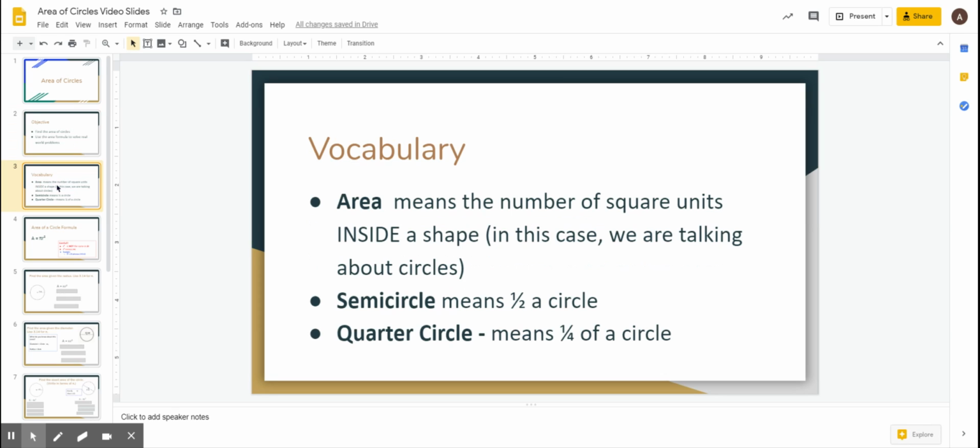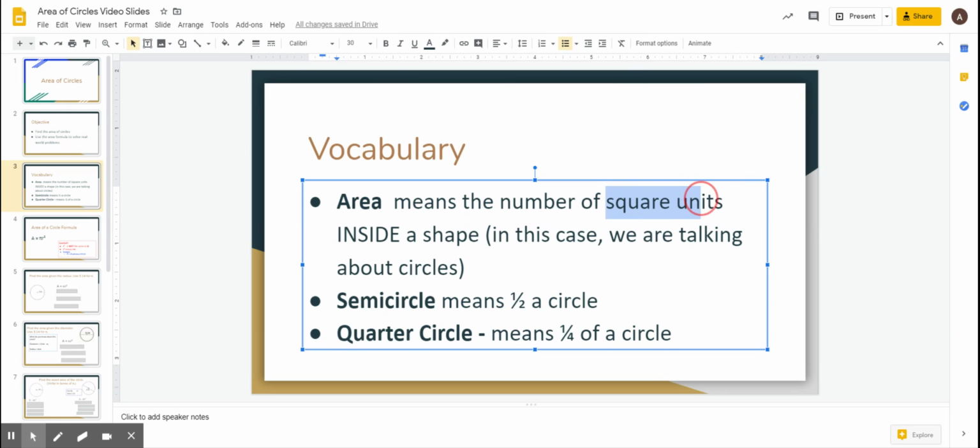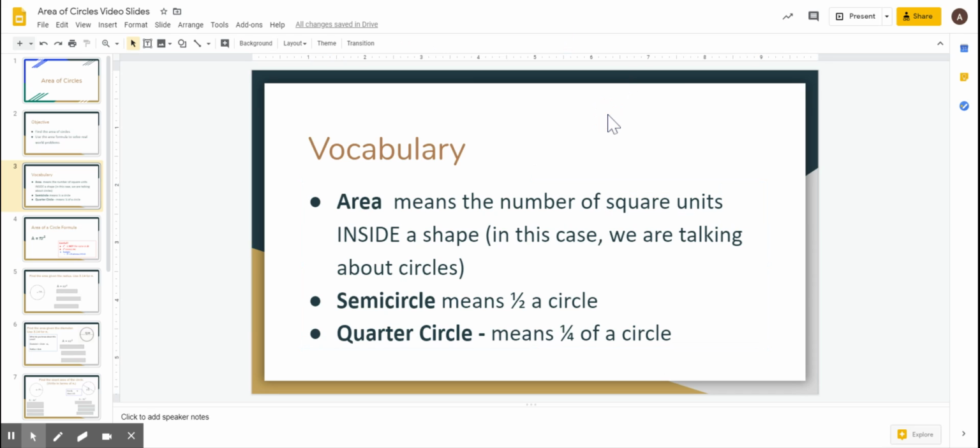Alright, so area is everything inside of a circle, and when we find the area we're talking about square units. So all of our units are going to be squared. You also need to know what a semicircle is. Semicircle means half of a circle, and a quarter circle means 1/4 of a circle.